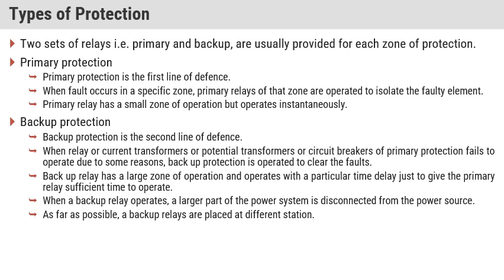So we have primary as well as backup protection, so that if, due to any malfunction, the primary protection is unable to open the faulty part, then our backup protection will be put into action and it will clear the faults. A backup relay has a large zone of operation and operates with a particular time delay, just to give the primary relay sufficient time to operate. When a backup relay operates, a large part of the power system is disconnected from the power source. As far as possible, backup relays are placed at different stations.